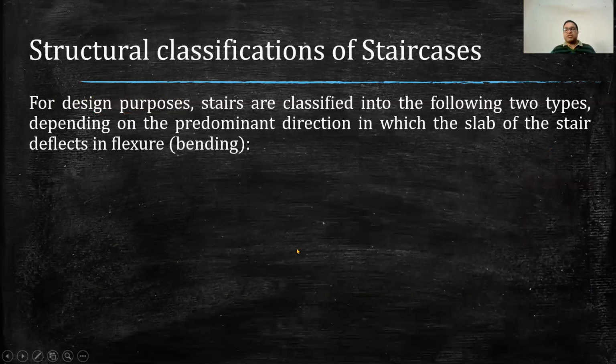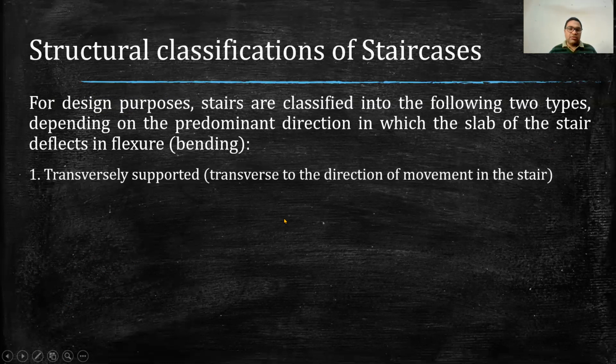Now, talking about the structural classification of staircase. We do structural classification because while designing the staircase, we are supposed to classify all the categories of staircase in some common forms. Most of the staircases come into two categories. One category is called transverse supporting.